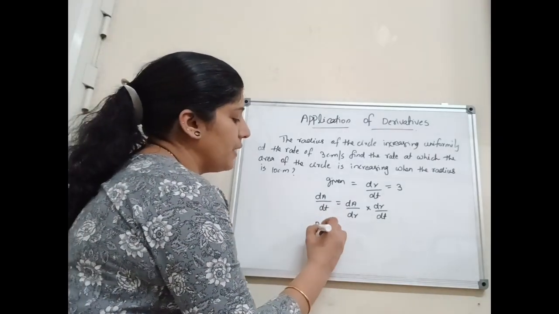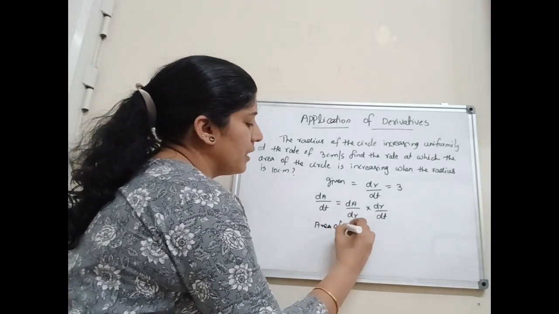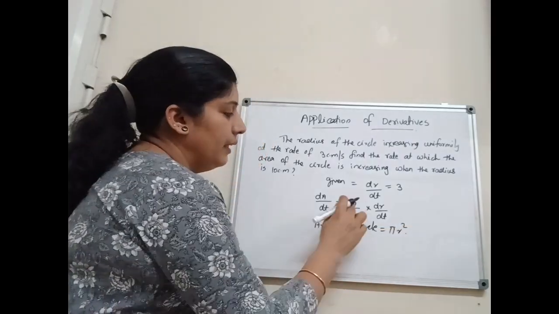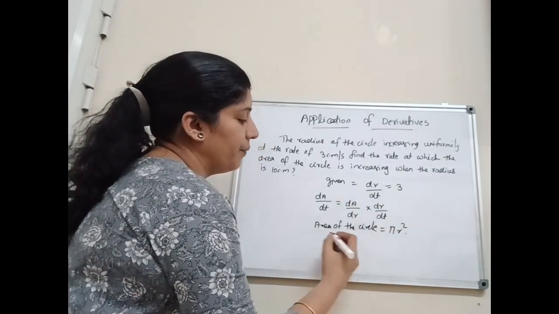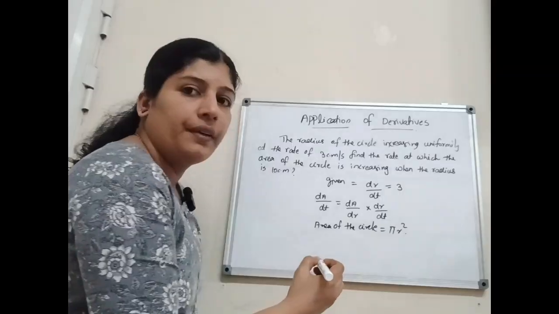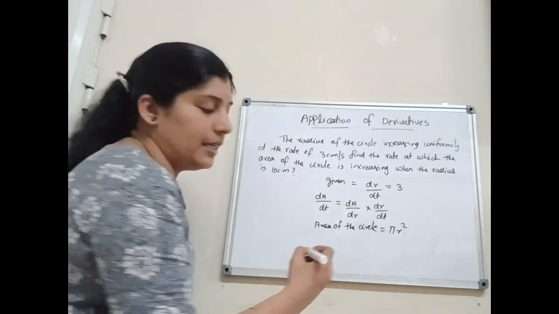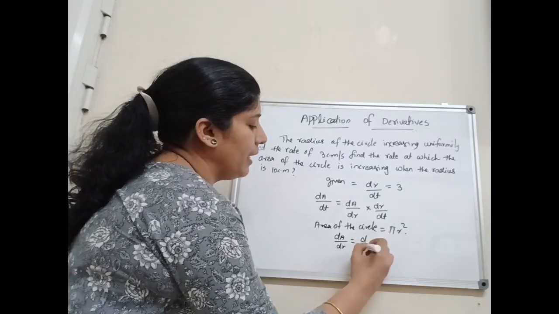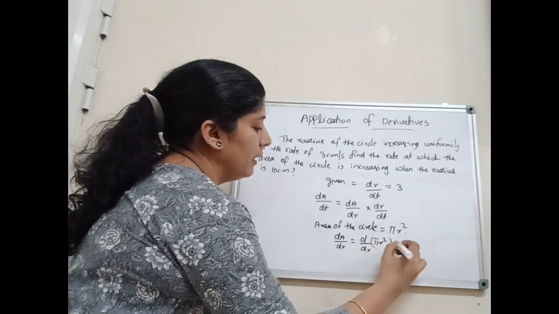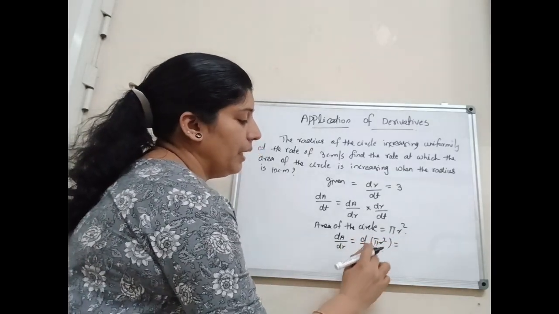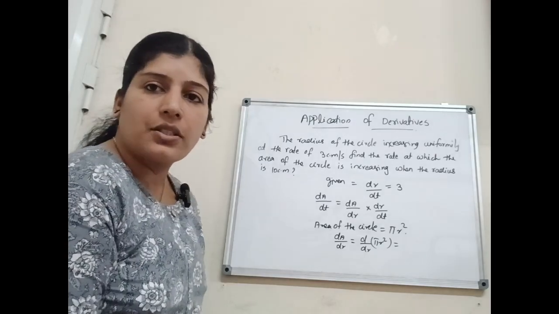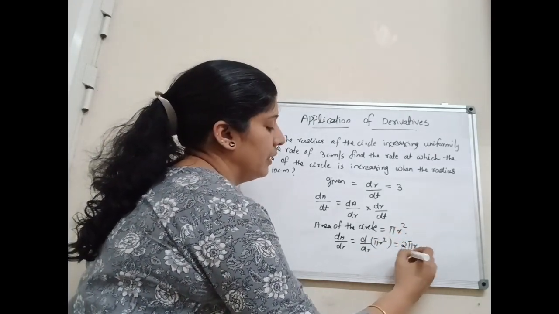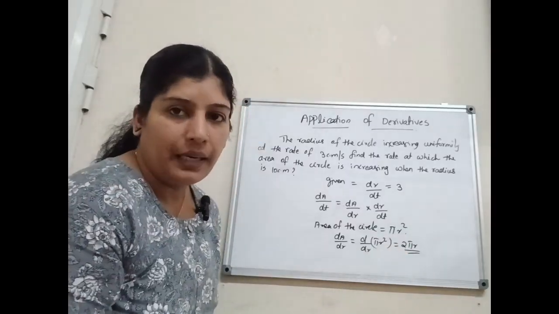We know that area of circle is pi r square. Therefore, next we can consider the rate of change of area with respect to radius. dA by dr equal to d by dr of pi r square, that is equal to pi into d by dr of r square. d by dr of r square is 2r. That is 2 pi r. dA by dr equal to 2 pi r.